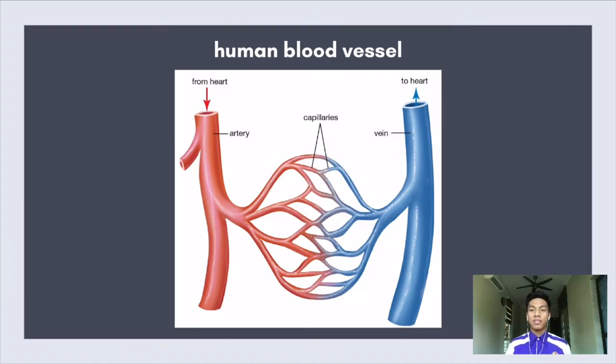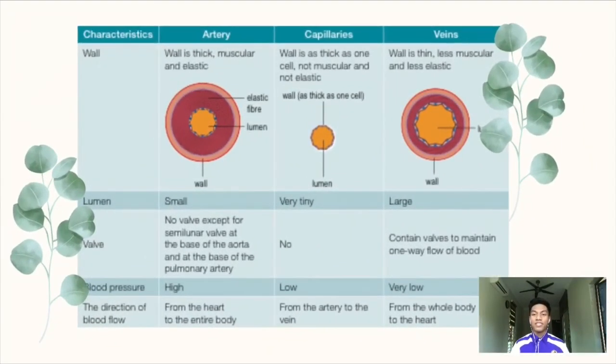Next, blood capillaries. Blood capillaries has a thin wall as thick one cell. It allows exchange of gases to occur between blood and cell through diffusion. And lastly, vein. Vein has a vena cava. Vena cava is a main part of vein that carries the oxygenated blood back to the heart. This is the differences between arteries, capillaries, and vein.